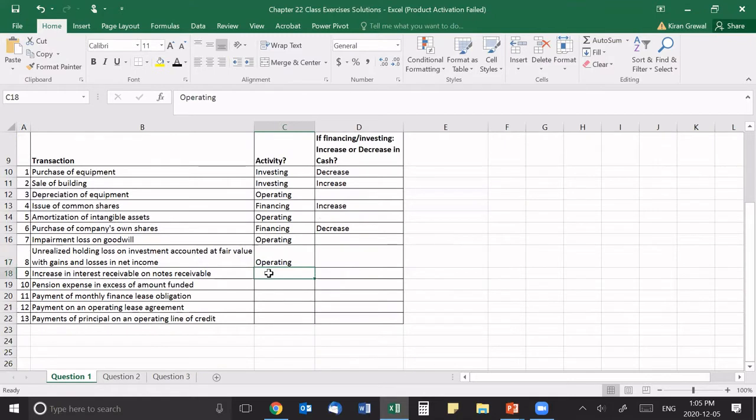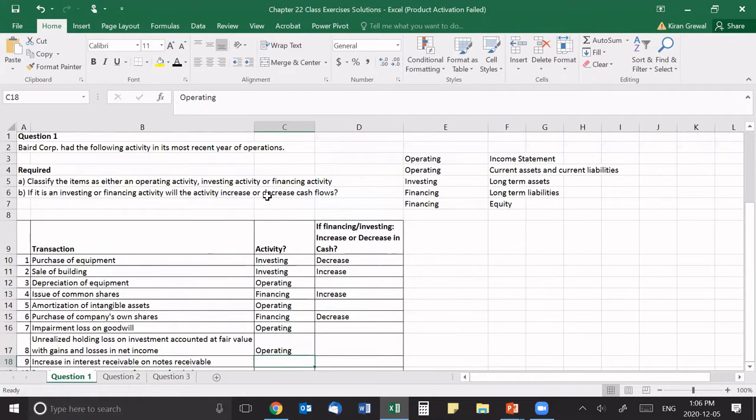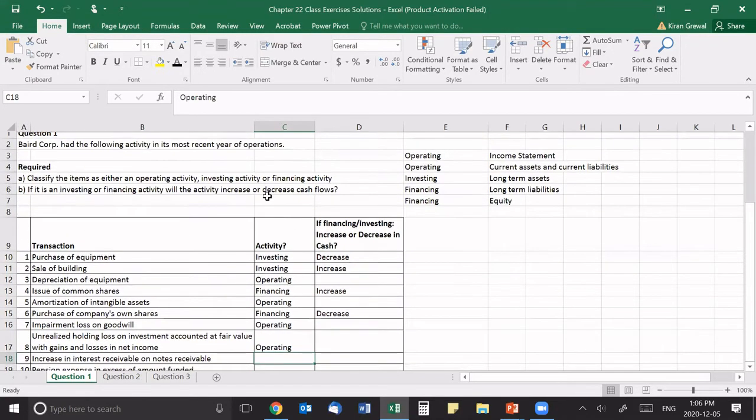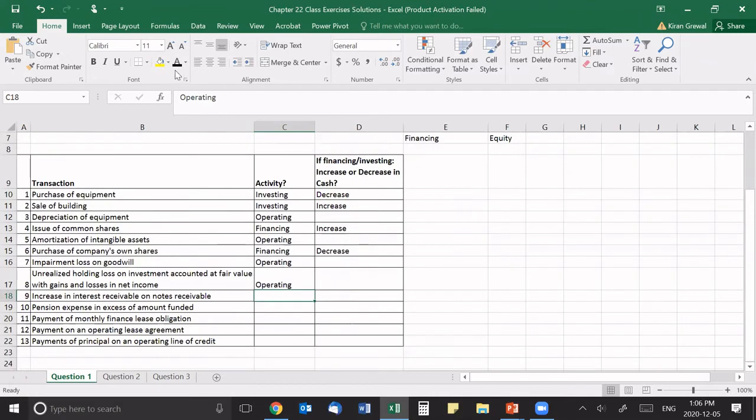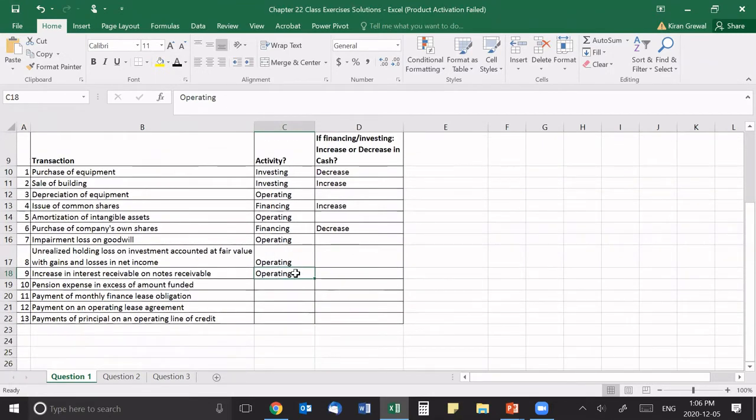Next one, increase in interest receivable on notes receivable. Okay, so under ASPE, this would go into operating. Under IFRS, you have a choice between operating or investing. It doesn't really tell us whether this is ASPE or IFRS, so let's just be safe and put it in operating. Okay, so IFRS, you have a choice between operating and investing for this one.